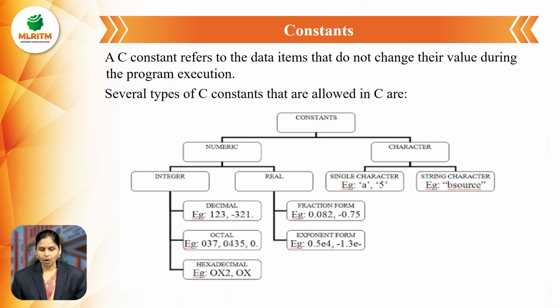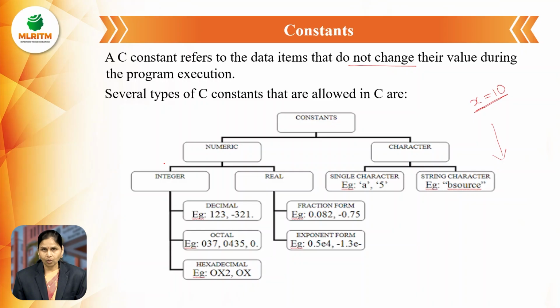Next one is constants. A constant is a fixed value, which means we cannot change that value during program execution. For example, x equal to 10. The value of x is 10. If it is declared as a constant, we cannot modify this value 10 during program execution. That is a constant, a fixed value.